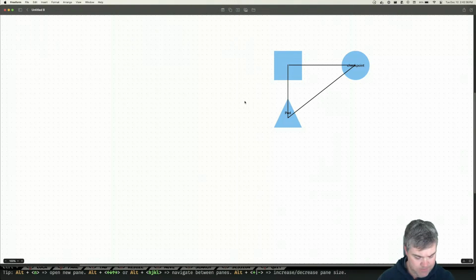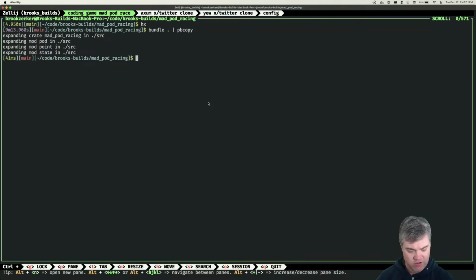Okay, so let's say we have our pod location and the checkpoint location. We know those. Now this other point is just going to be the pod X plus the checkpoint Y. That's what this is, so that's the third triangle. So I need to calculate the angle.